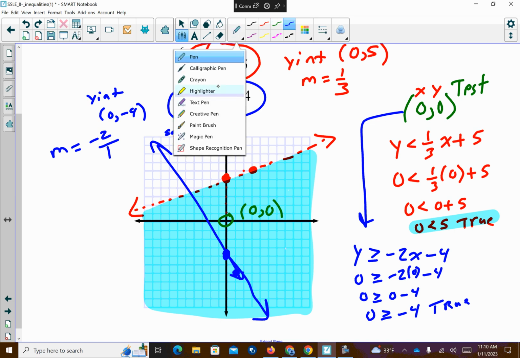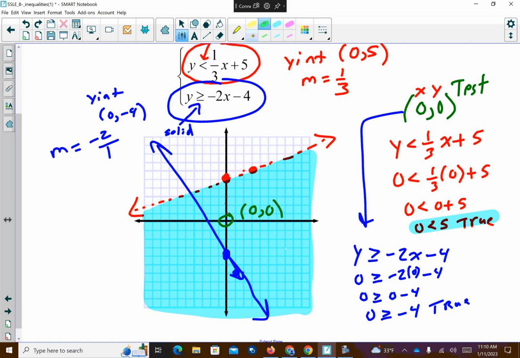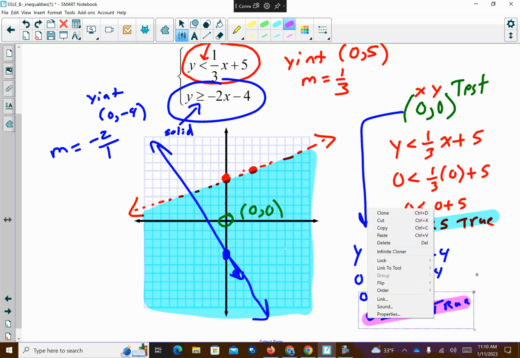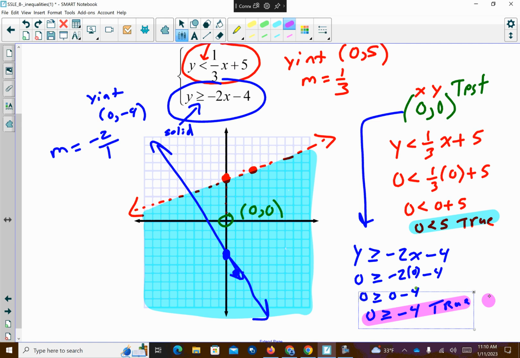I'll go back to my highlighter. Let's see which one's going to work best. Not this one. That'll work nice. All right, I'm going to do this one in purple. This is a true statement. Which equation was this true statement for? Which line? Which color? Blue. Okay, the 0, 0 is on the right side of the blue. Do you agree?